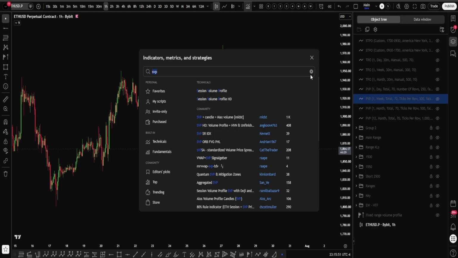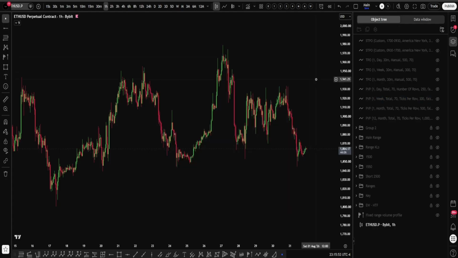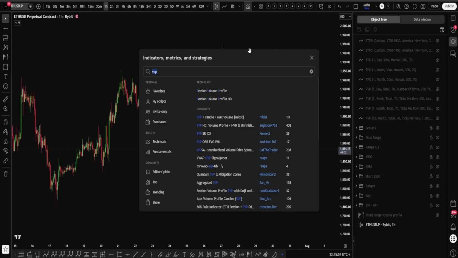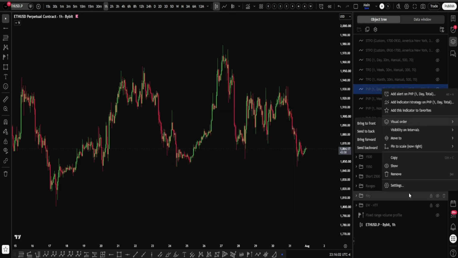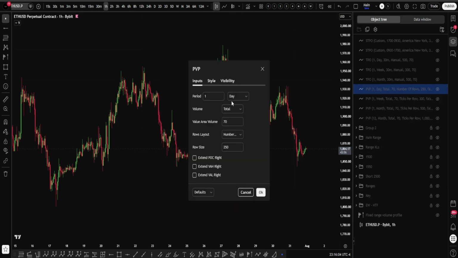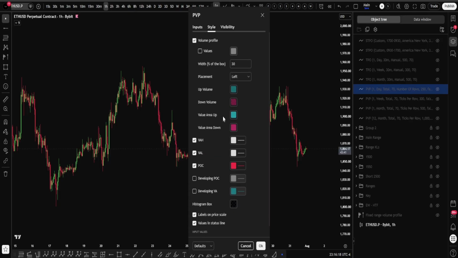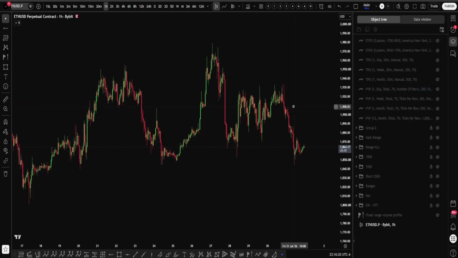See, for example, I tried watching one of those videos, and the sessions it was giving me were just London, New York, and Asia. Yeah, so then you have to look up PVP. It's the periodic volume profile. Once you look it up, you'll be looking at all these settings, and you just enter the period, the time frame you want, the type of volume, and the value area, which should always be 70. Then you get the right row size, and you can customize the style how you want it.